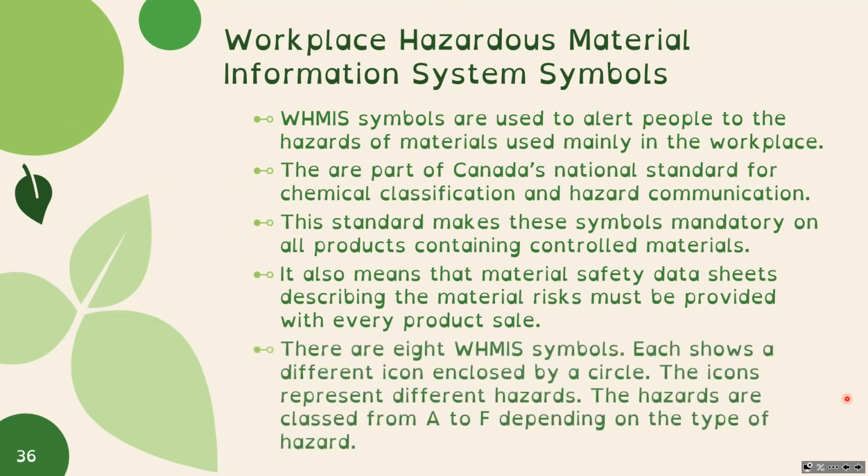There are 8 WHMIS symbols. Each shows a different icon enclosed by a circle. The icons represent different hazards. The hazards are classed from A to F depending on the type of hazard.